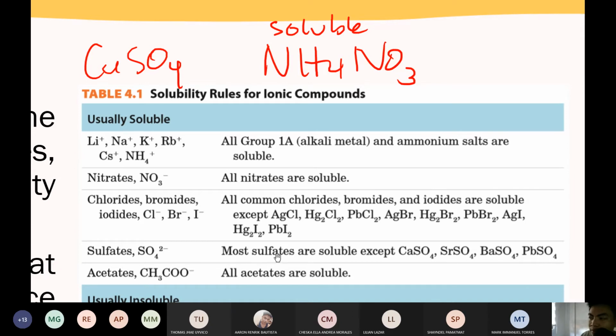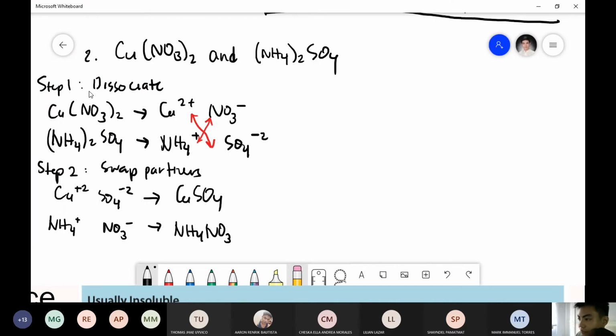Kasi sabi dito, they are soluble unless ang partner nila ay calcium, strontium, barium, lead. Okay? Eh kaso, copper 2 eh. So, ibig sabihin, this one should be soluble as well. Okay? So, since ito ay soluble then, okay? So, this is soluble. This is another soluble product. Okay? Ano yung sabi ko? Kapag pareho soluble yan, no reaction na yan. Okay?